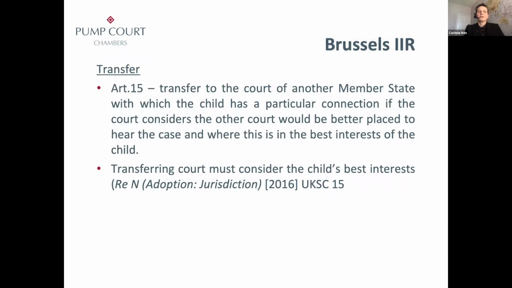Another important article is Article 15, which enables the transfer to the court of another member state with which the child has a particular connection, if the court considers the other court would be better placed to hear the case and where this is in the best interests of the child. And in Re N, again, the Supreme Court was very clear that this means the transferring court as well as the receiving court have to consider the child's best interests, and what is in the child's best interest is not the same question as whether the other court would be better placed to hear the case, although clearly there is going to be a bit of an overlap.